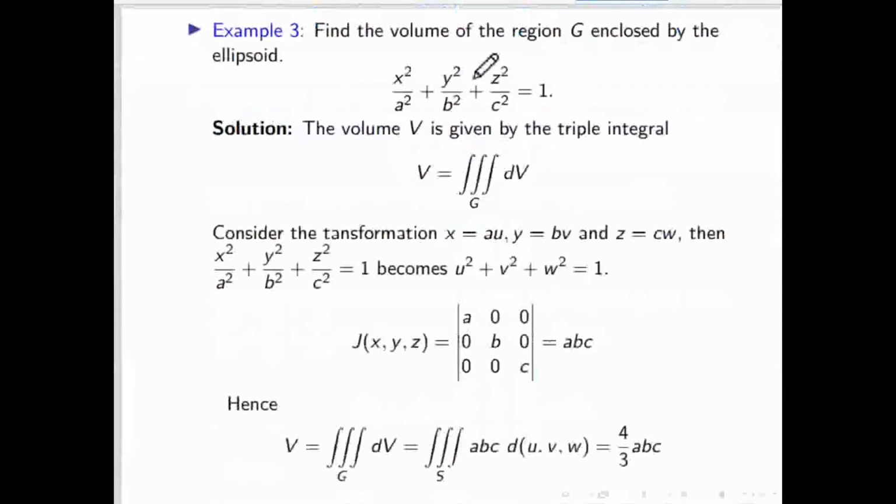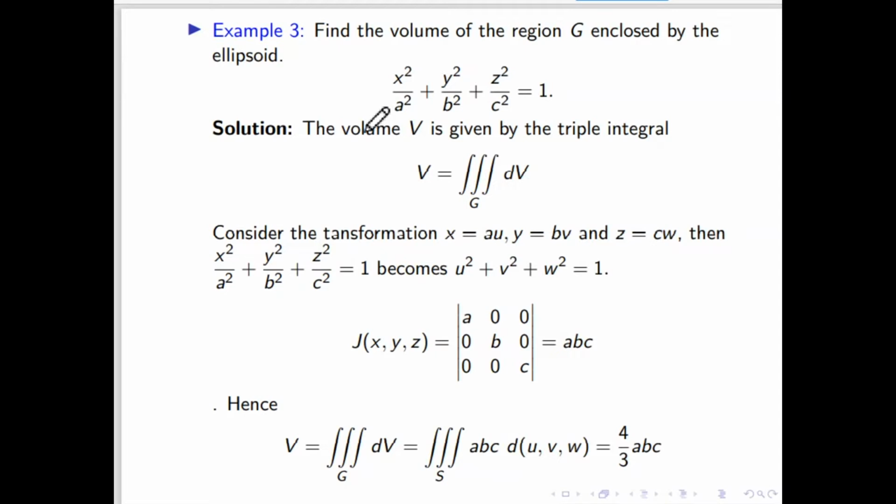Now this is the question: find the volume of the region enclosed by this ellipsoid. This is the 3D version of an ellipse. x square by a square plus y square by b square plus z square by c square equal to 1, and we know the formula of volume. So we can write this, and over this ellipsoid we have to find the limits. Once we get the limits, we can find the volume.